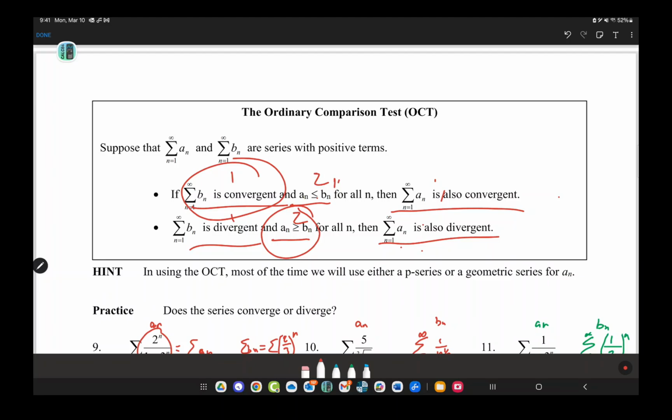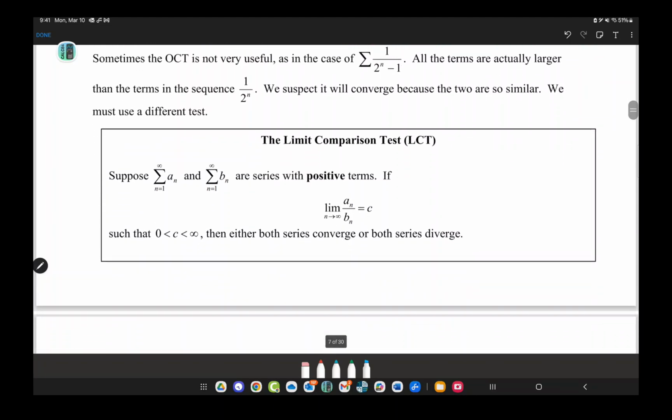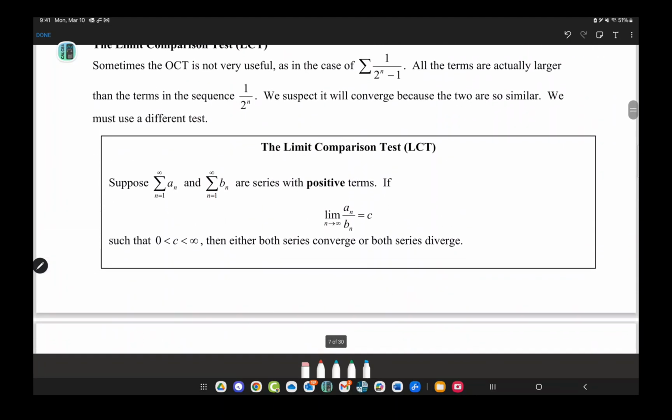That was the issue. Bn was the 1 over 2 to the power of n. So 1 over 2 to the power of n converges, but it happens to be that an is greater than bn. So that doesn't help us that it converges. So what happens when we get in a situation where this isn't useful? Well, we have this other test. Let's go ahead and try this.